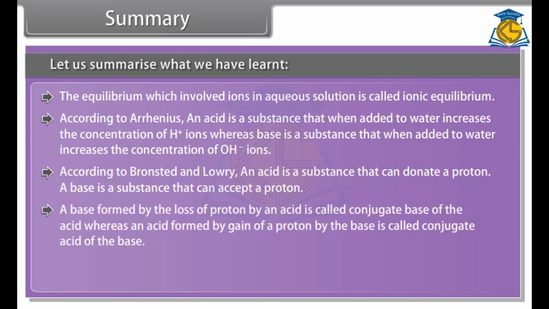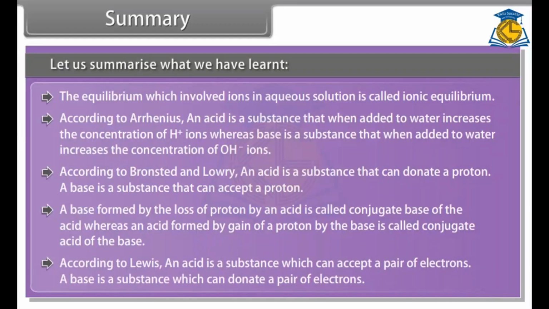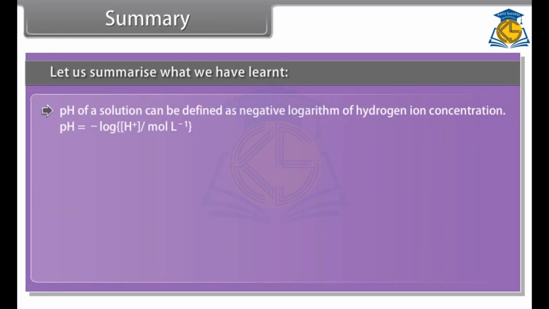A base formed by the loss of a proton by an acid is called the conjugate base of the acid, whereas an acid formed by gain of a proton by the base is called the conjugate acid of the base. According to Lewis, an acid is a substance which can accept a pair of electrons. A base is a substance which can donate a pair of electrons. pH of a solution can be defined as the negative logarithm of hydrogen ion concentration.